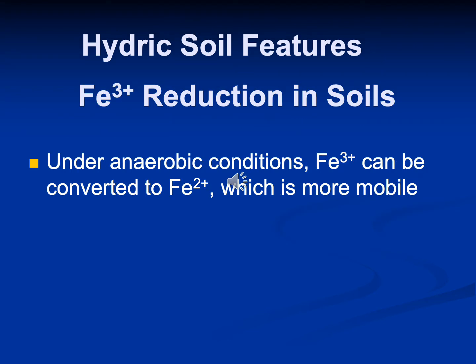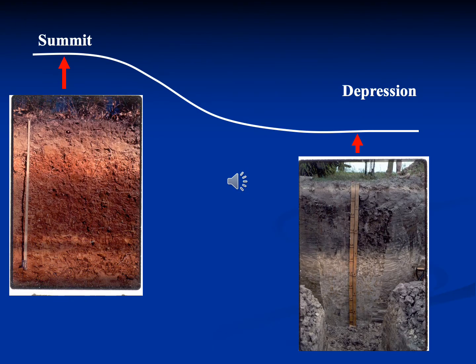So the second point is iron reduction in soils. Under anaerobic conditions, iron 3 can be converted to iron 2, which is more mobile. This is a bacterial reaction, so it depends on the presence of microorganisms, soil temperature, and the presence of a food source. In this slide, the left picture indicates higher iron accumulation, which turns a rusted color in the presence of oxygen, while areas where iron is washed away appear gray.